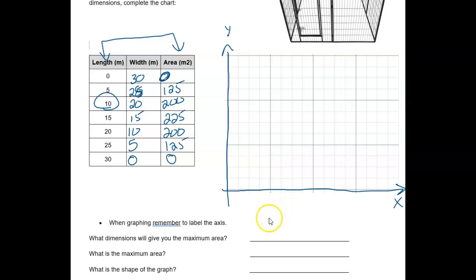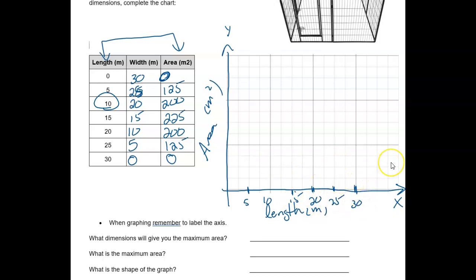So my length I'm going to put here, and my area I'm going to put here. Area is in meters squared, and length is in meters. Let's pick a scale that's going to work here. We're going from 0 up to 30. So I think if we let every two blocks be 5: 5, 10, 15, 20, 25, and 30. We probably could have gone a little bit bigger, but this will work for us.